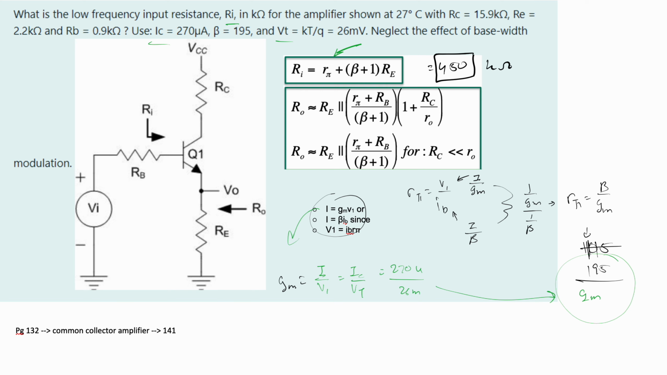Also, just a side note for our R pi, if we're doing the calculations here, this should equal about 19 kilo ohms. And that's how we go about solving for this problem and anything like it.